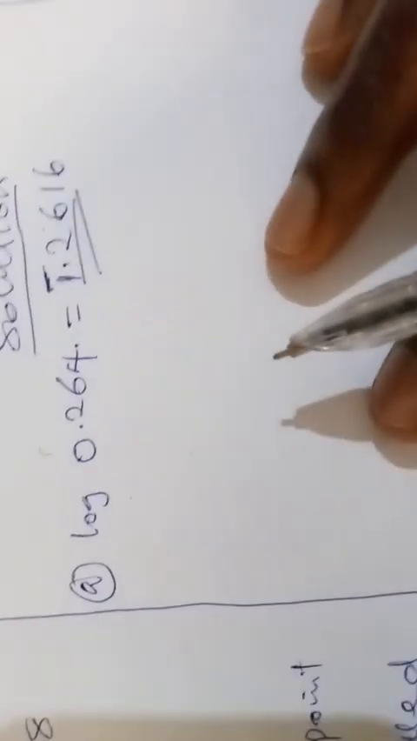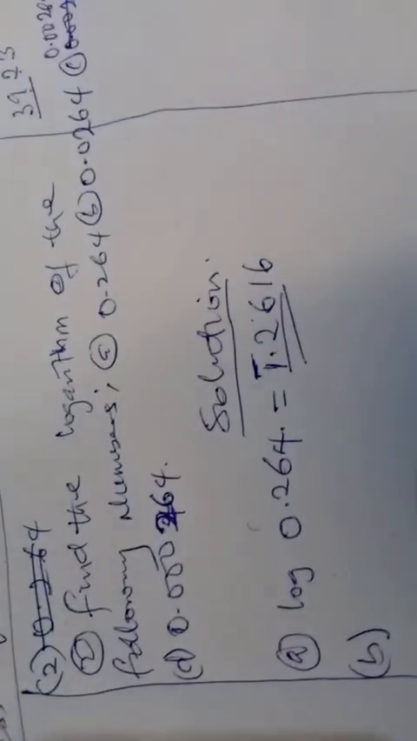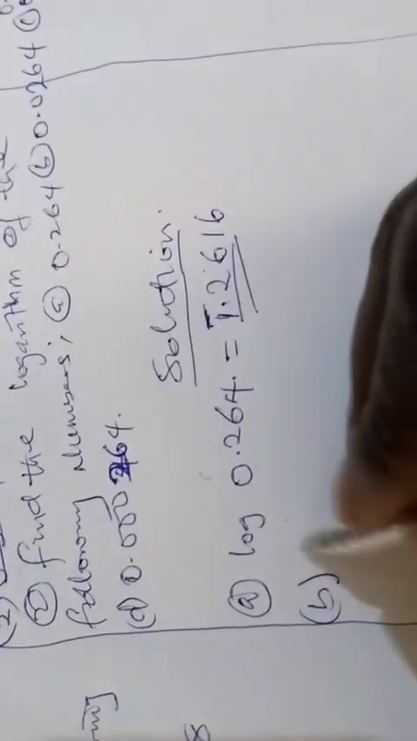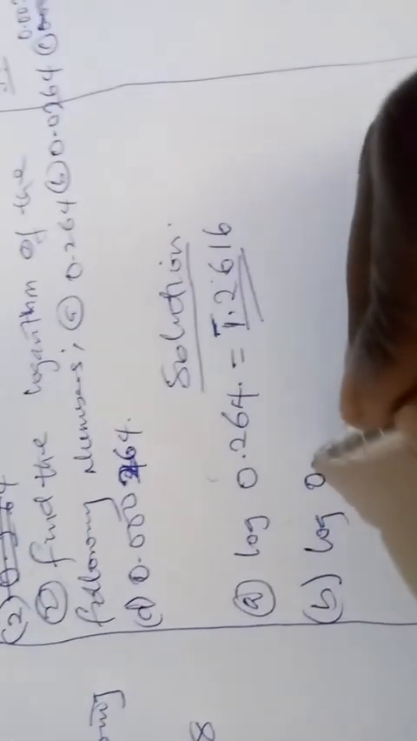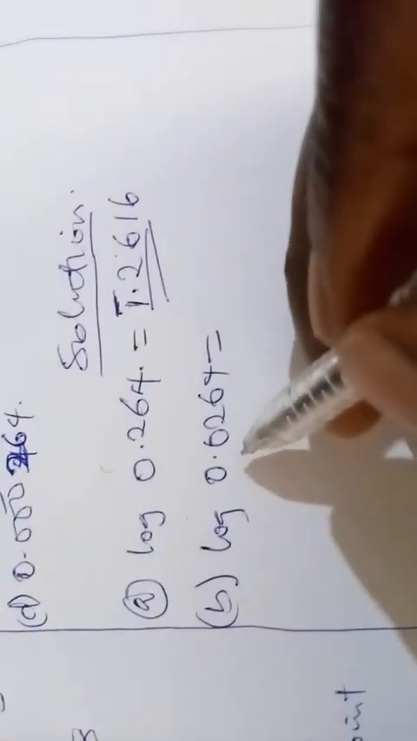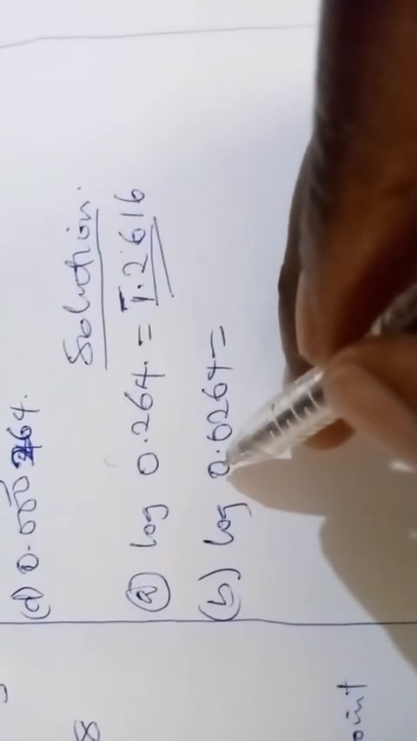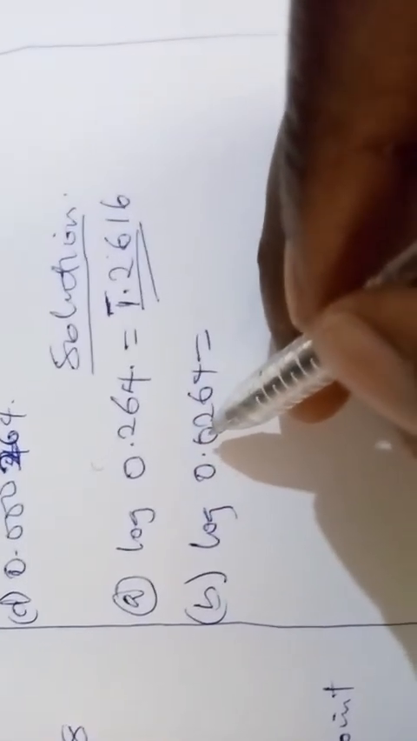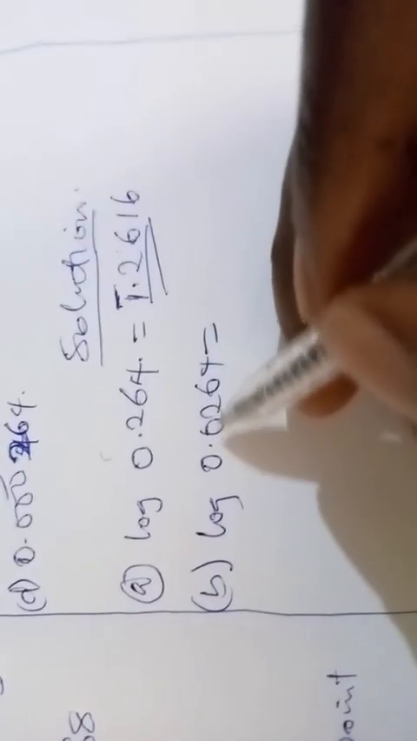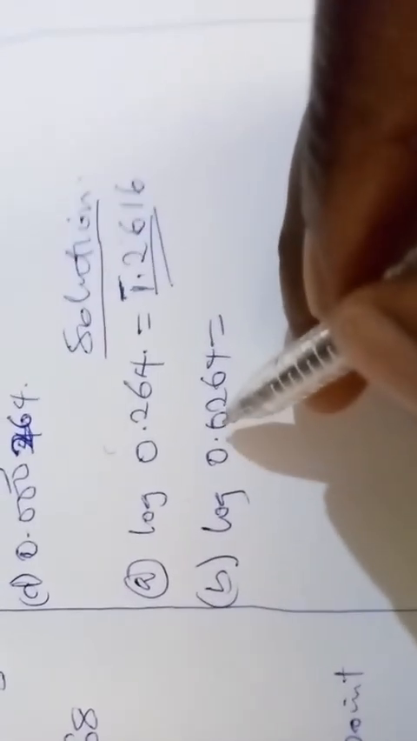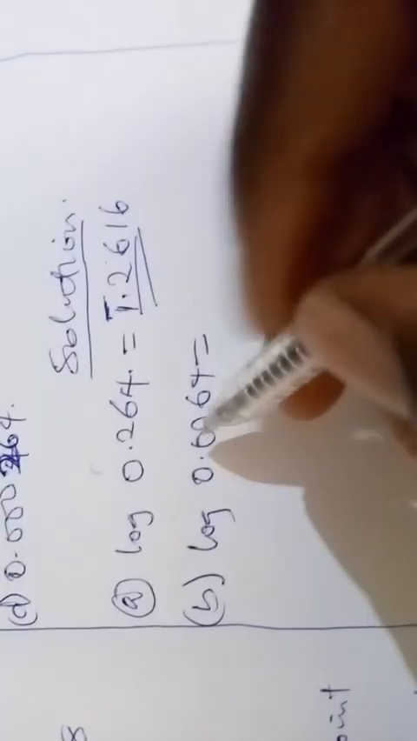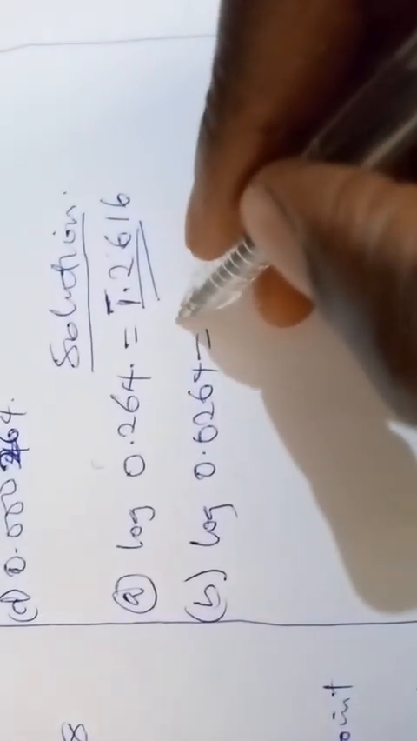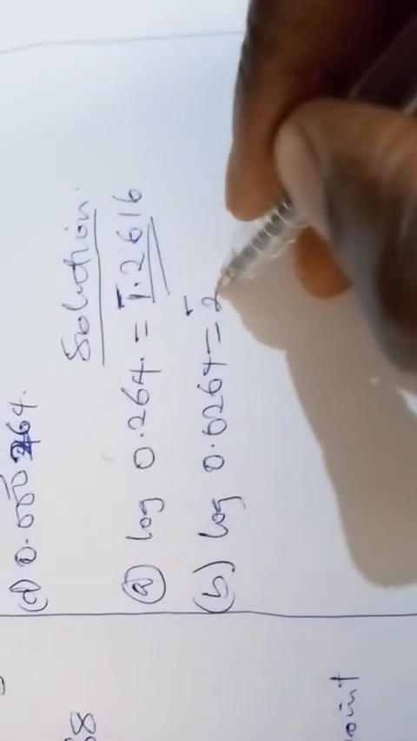Okay, so let's take the B. B is log of 0.0264. When you look at this now, you have 0 as the integer. The next number that you have is 0. So you have 2 zeros following each other. Then your integer here will be minus 2. So you write it as bar 2.